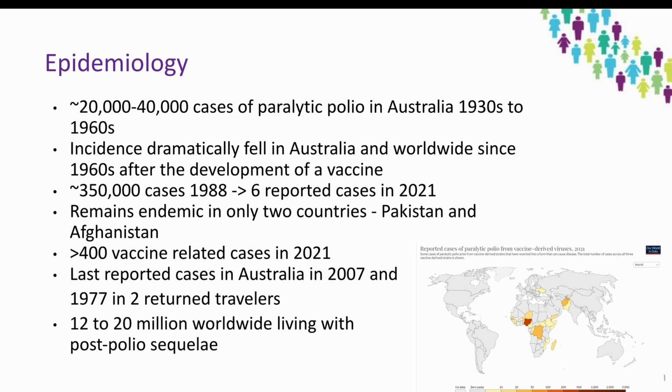Interestingly, there are actually a lot more vaccine-related cases of polio than there are wild-type cases, and there were over 400 cases in 2021. The last reported cases of polio in Australia were in 2007 and 1977, and these were both in return travellers. It's estimated that there's between 12 to 20 million people worldwide living with post-polio sequelae.